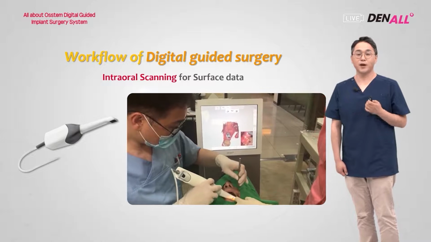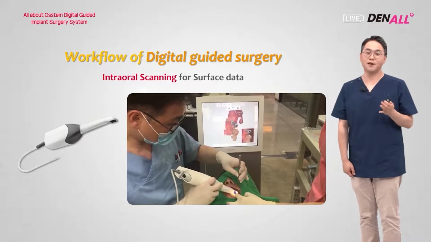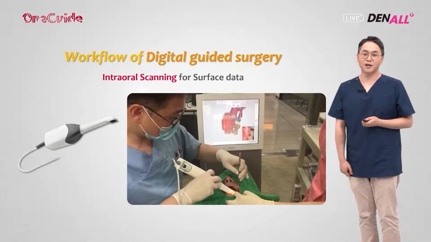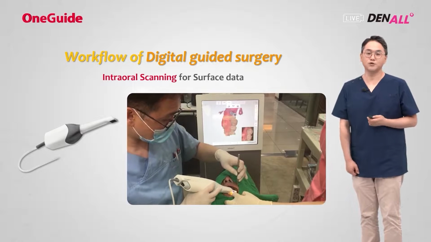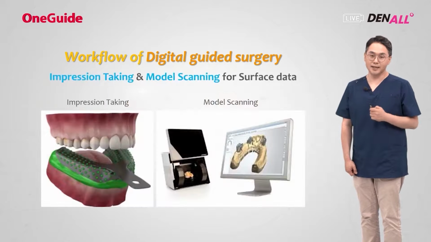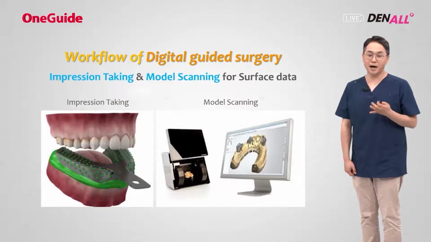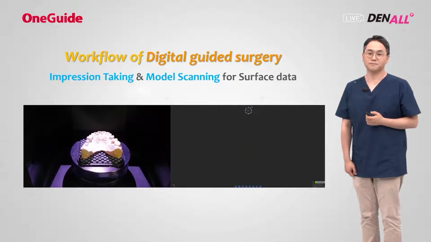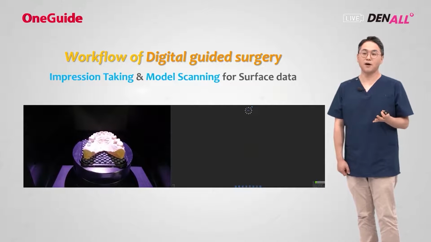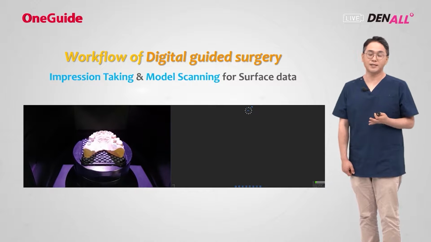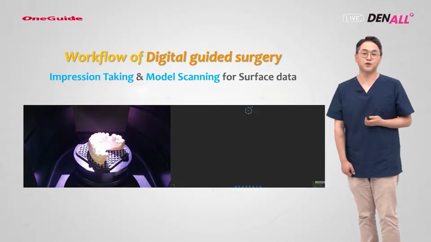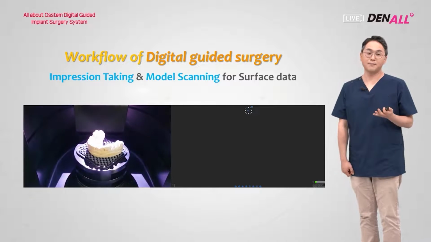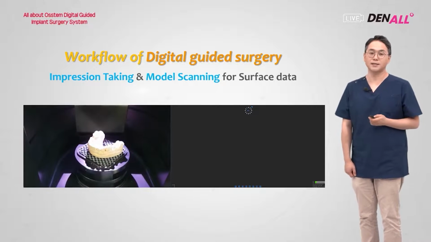If you have an intraoral scanner like Trios, you can scan adjacent teeth and gingiva. However, if you don't have it, you can still do digital guide surgery. You can take an impression, make a model, and do model scanning. By doing this, even if you don't have an intraoral scanner, you can do digital guided surgery. Even with model scanning, if you can take an accurate impression, you can get an accurate result.